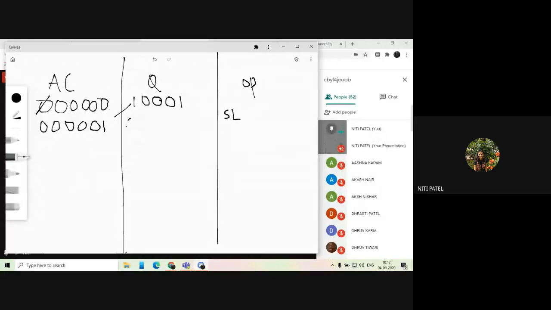This 0 will come here, this 0 will come here, this 0 will come here, and this 1 will come here. So I have to decide the value of Q0. But when do I decide? I decide after I perform AC equals AC minus M. Yes or no? Yes, ma'am.